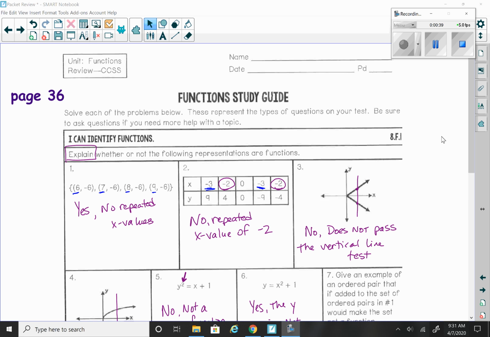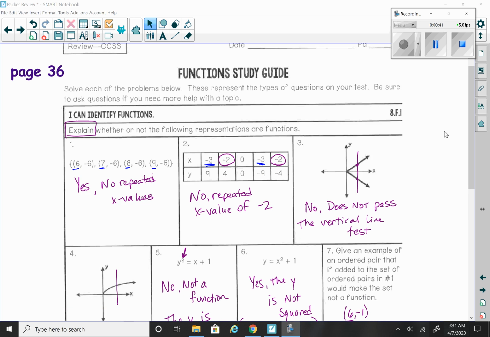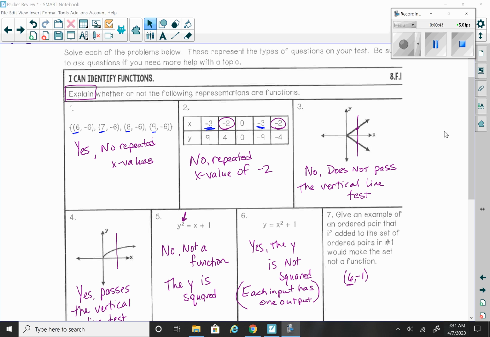The first section, 1 through 7, you had to say whether it was a function or not. So number 1, we said yes, it is a function. Your explanation could be that there's no repeated x values, or you could say that each input has its own unique output. Number 2 is not a function because there is a repeated x value of 2. Or you could say that the input of -2 has 2 different outputs, right?